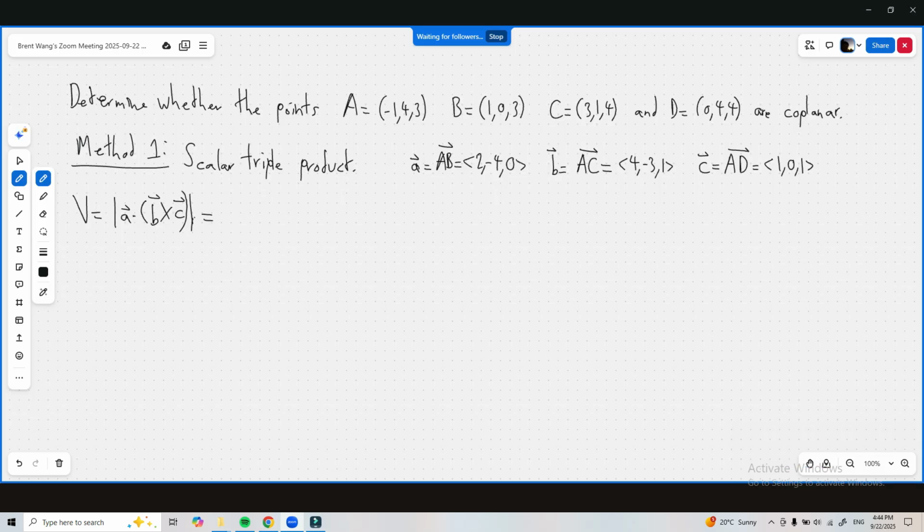The first thing I am going to do is find the cross product of B and C. So B cross C is equal to, and there's the formula for the cross product, I, J, K, 4, -3, 1, and 1, 0, 1.